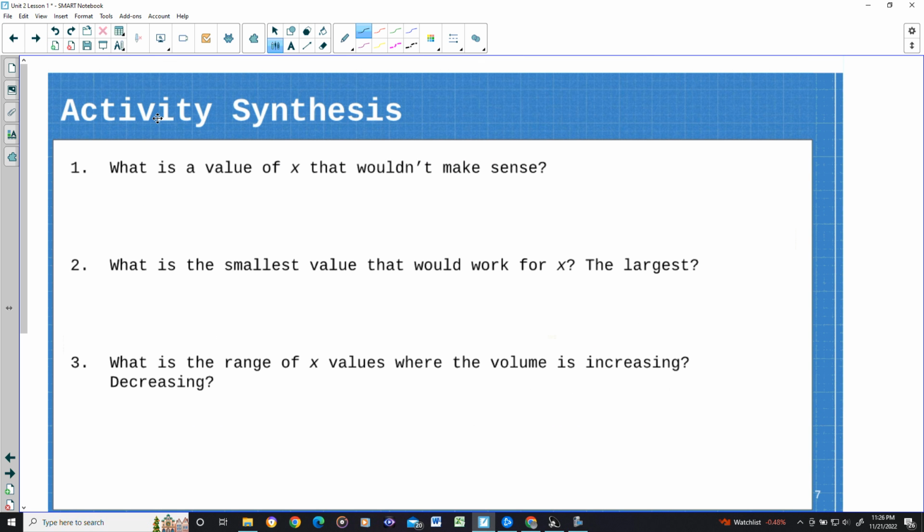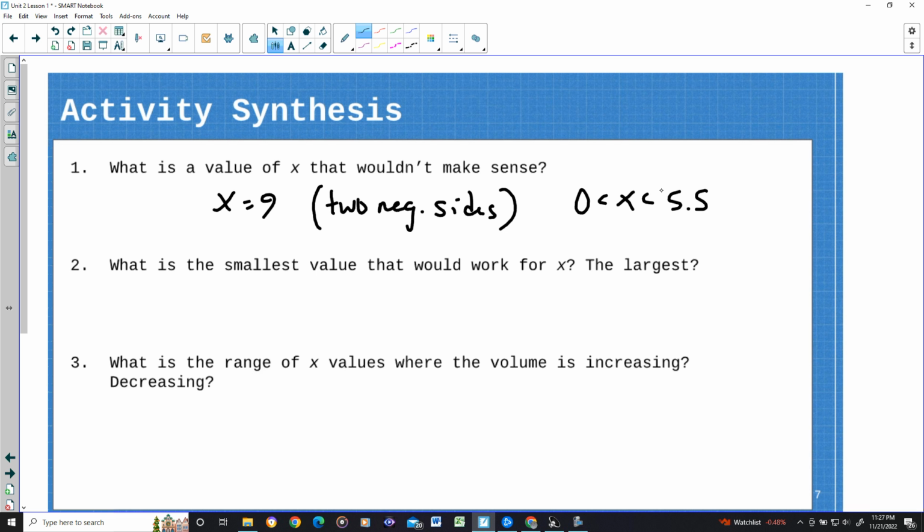Okay, and we've already talked over all of this. What is the range where x values are increasing, decreasing? What's the value of x that doesn't make sense? Now, we've discussed lots of values, say x equals 9, and the reason why is because you get 2 negative sides. But then this goes again. The domain of the function is 0 is less than x, less than 5.5. What's the smallest value that would work for x? The largest. Here you go. We've got our domain there.